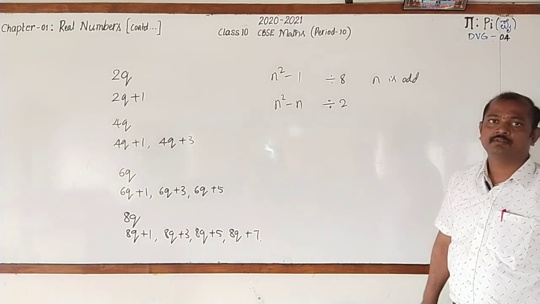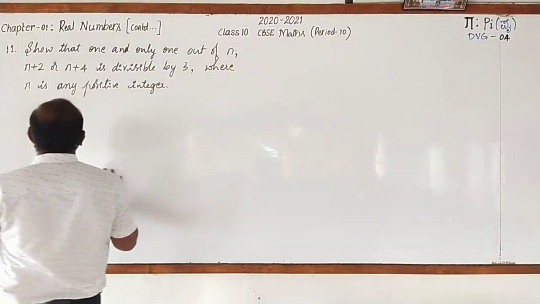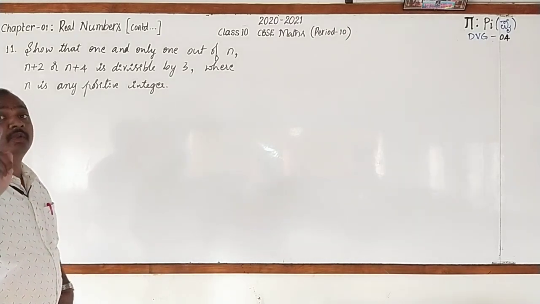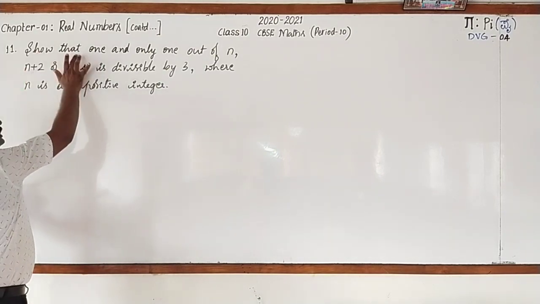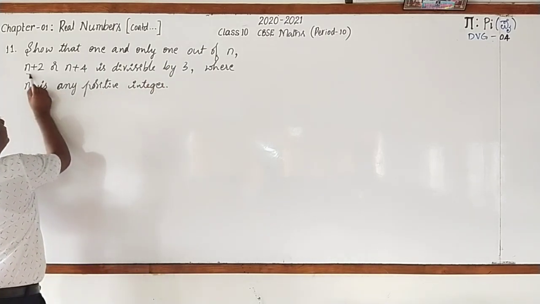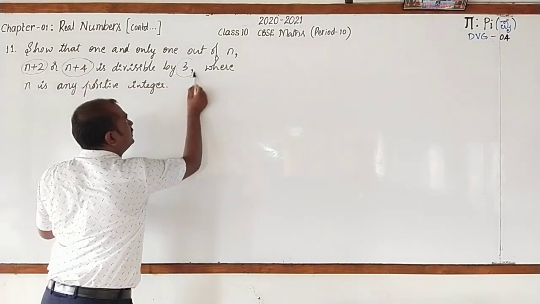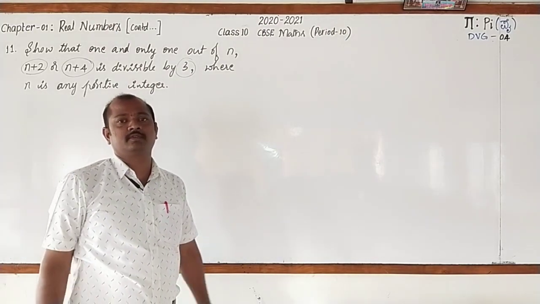I'll write that. Now, I have taken the 11th problem. Just go through this. It is also one of the important types of problems to be asked in the examination. Observe. Show that one and only one out of n, n plus 2 or n plus 4 is divisible by 3, where n is any positive integer.